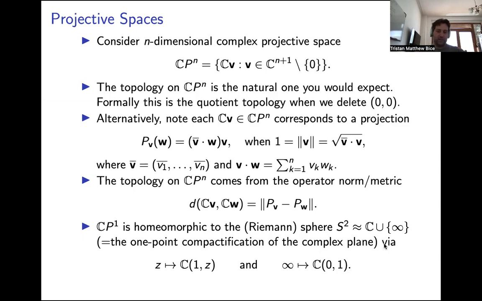And you can be explicit and say, well, the homeomorphism is given by taking each complex number z to the subspace spanned by (1, z), and the point infinity to the subspace spanned by (0, 1). So this gives you a nice homeomorphism in the particular case you're dealing with the complex projective line.